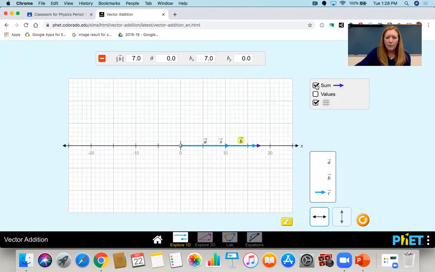If I put the sum value on here, you can see that blue arrow indicates the sum of my vectors. There we go. That's helpful, I think. There we go. And you can see the sum is your 18.